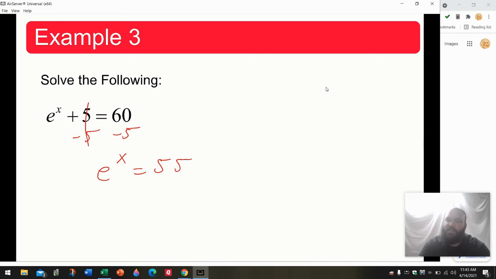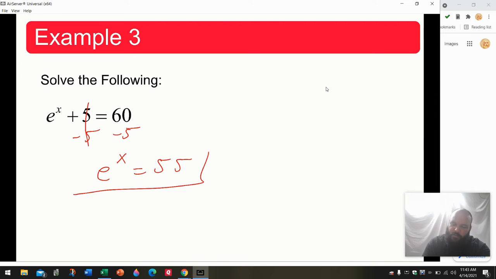Now, there's a couple ways you could think about this. The first way is how to take something from exponential form and put it into logarithmic form, which is what we would do here to get the x by itself. The other way is that you could log both sides of this equation. So I'm going to show you both ways. It's completely up to you how you choose to do it.